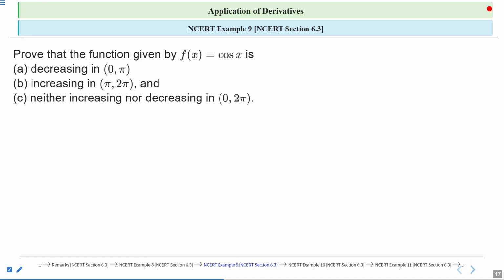Example 9, NCERT section 6.3 says, prove that the function given by f(x) = cos x is part A: decreasing in 0 to pi, part B: increasing in pi to 2 pi, and part C: neither increasing nor decreasing in 0 to 2 pi. So how can we prove this? We have a given function f(x) = cos x, then we will try to find f'(x), and we will try to see the behavior of f'(x). In this way, we can easily find whether cos x is increasing, decreasing, or neither increasing nor decreasing in which interval.